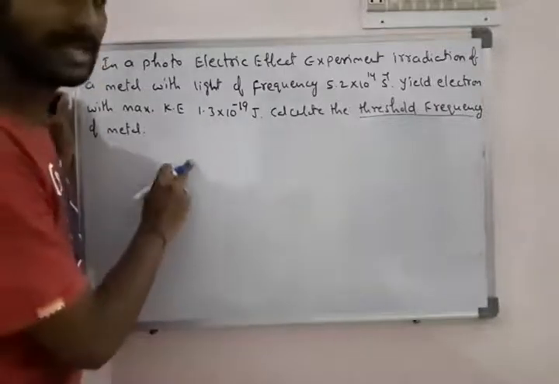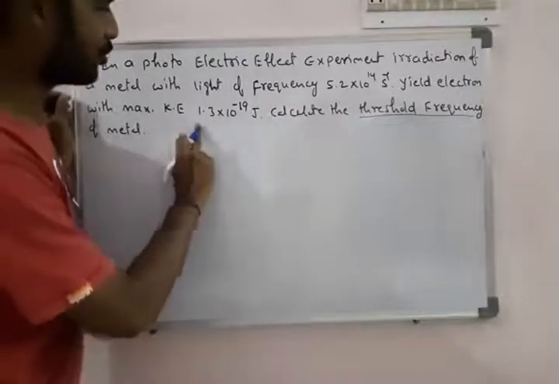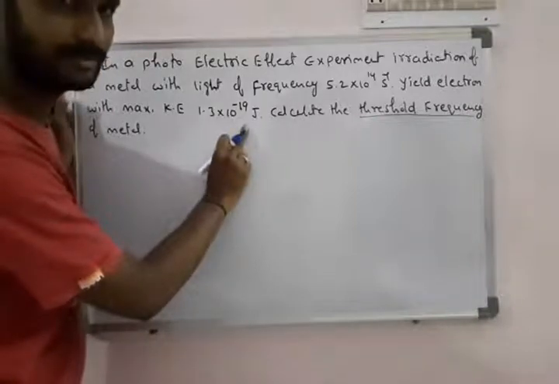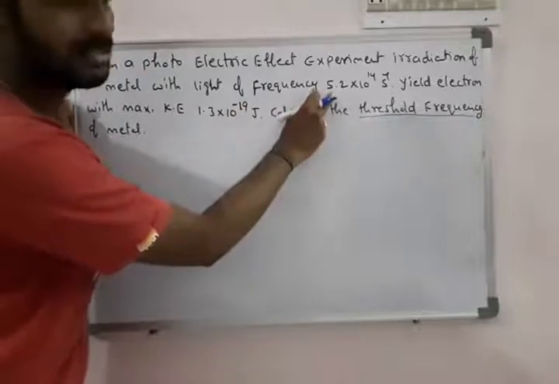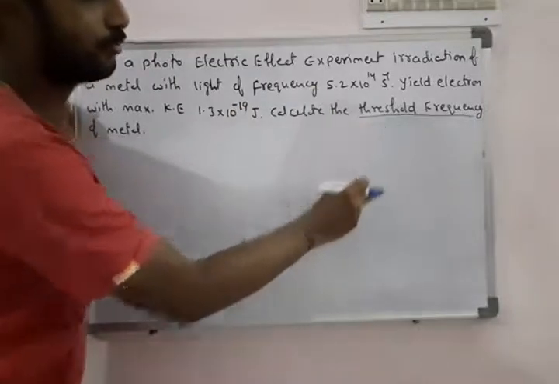If more than the threshold frequency is passed on it, that energy is converted into kinetic energy. Means the kinetic energy of electrons is given. It means the frequency of the passed light is greater than the threshold frequency.